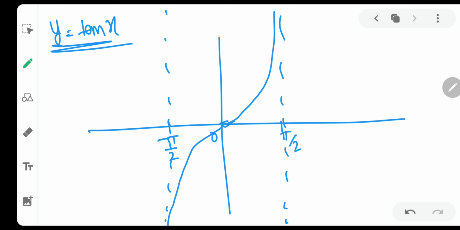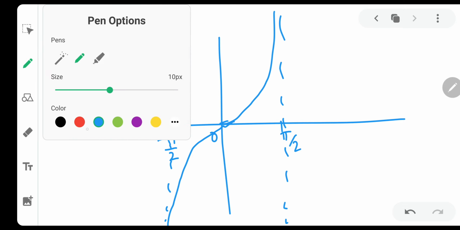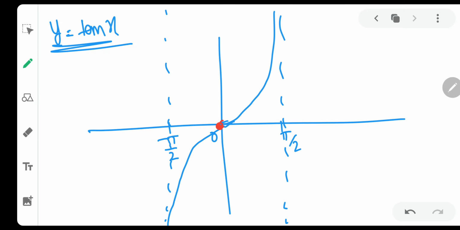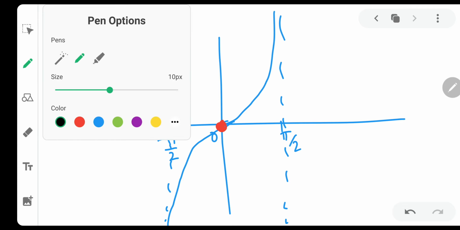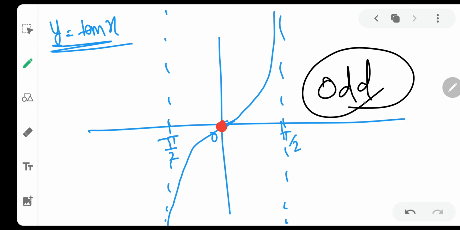Okay, something like x cube, but it's totally different. It looks like that, but okay. Now, is it symmetrical about y-axis? Definitely not. It is symmetrical about origin. It means what? It is an odd function. Right, very good. Are you enjoying this? I hope you are enjoying this, because I am enjoying this to the fullest.